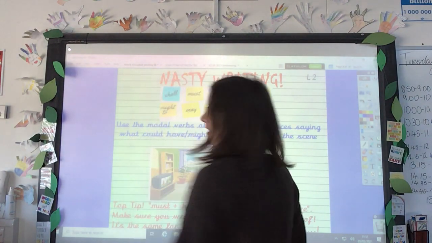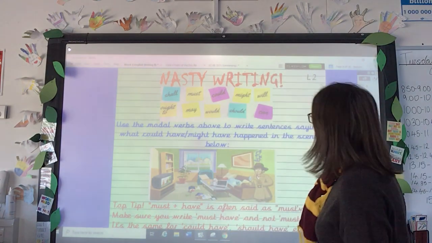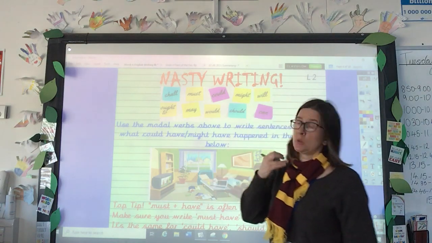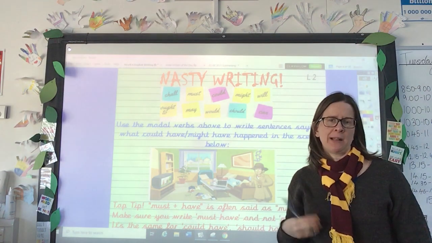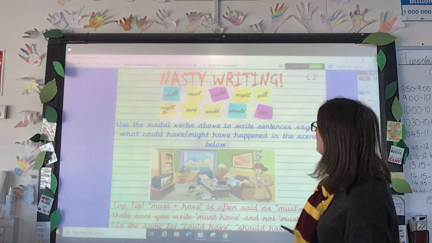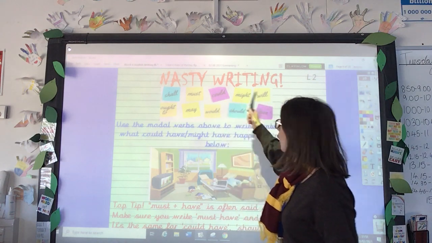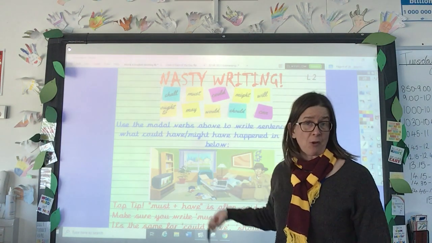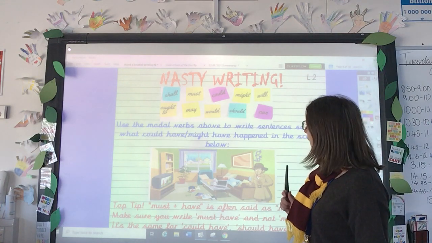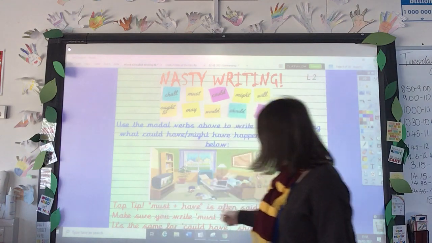The nasty writing, just doing a circle. The nasty writing for today is all about modal verbs, which we haven't talked about for a long time. But I know in my class, whenever I mention the word modal, they will start singing some song they learned in Year 4. You might be singing it now. I've put some modal verbs on the daily learning nasty writing task for you, just in case you've forgotten what they are. And what I want you to do for nasty writing today is have a look at the picture.